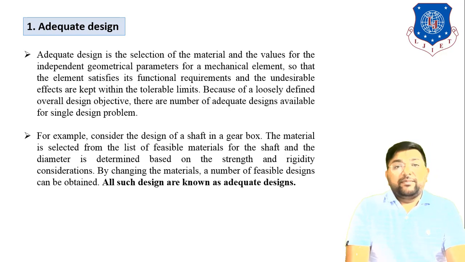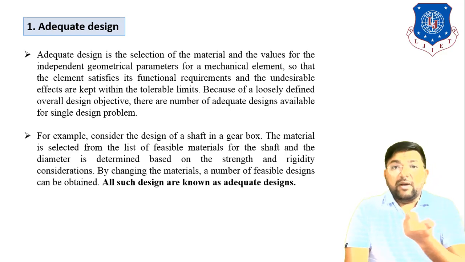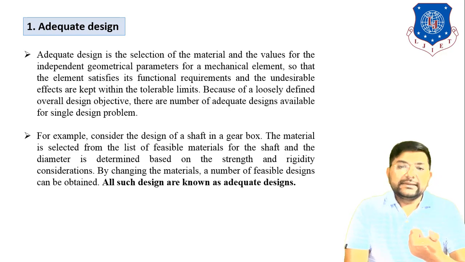Now we have to discuss one example of adequate design. For example, consider the design of a shaft in a gearbox. Now we all know what a gearbox is, and we have to design the shaft. The gearbox gets the power from the engine through the shaft. The material is selected from the list of feasible materials for the shaft, and the diameter is determined based on the strength and rigidity consideration.